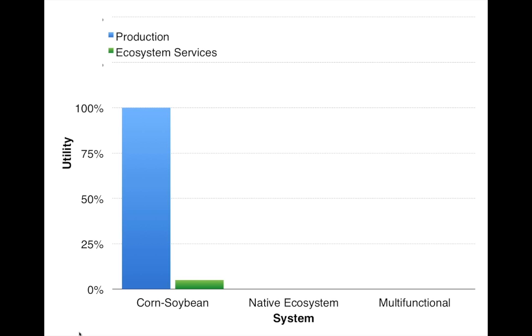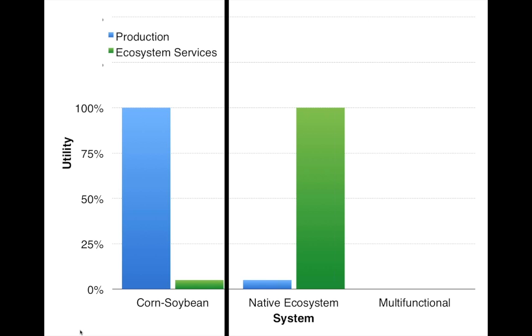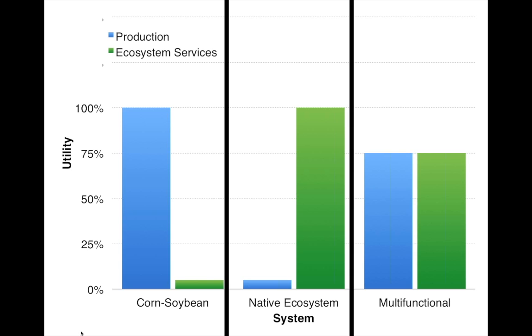But obviously not so hot as far as ecosystem services goes. But then the native ecosystem is kind of the opposite. Not really producing a lot of calories. Maybe you could forage a couple mushrooms out of it. That's great. But really what it's the shining example of is all those ecosystem services we want. Pollinators, carbon cycling, water quality, all those great things.